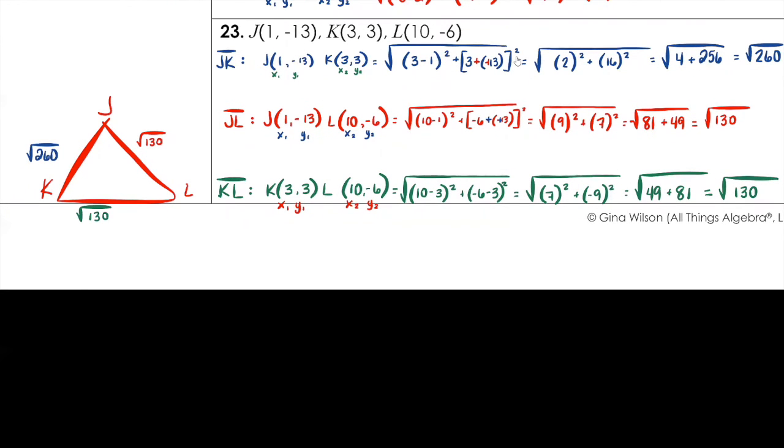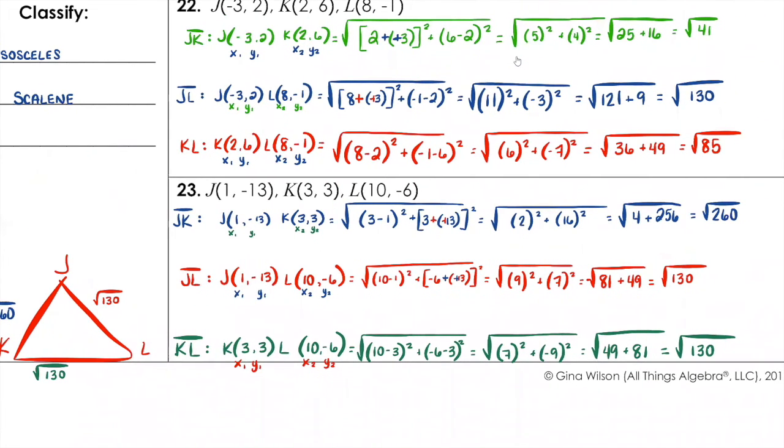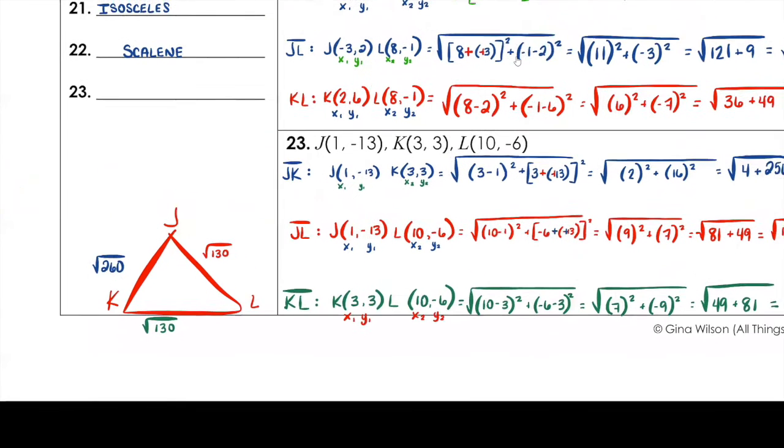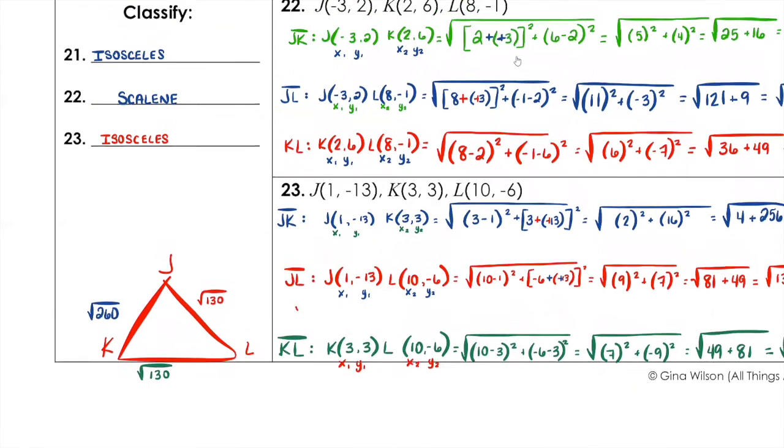So what type of triangle is it? Why? Isosceles. So that's the distance formula.